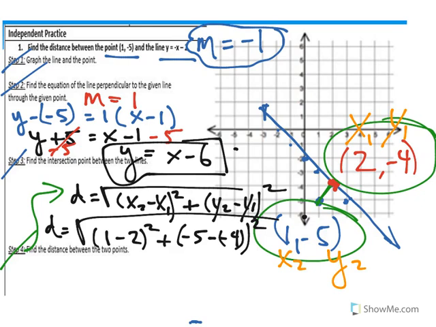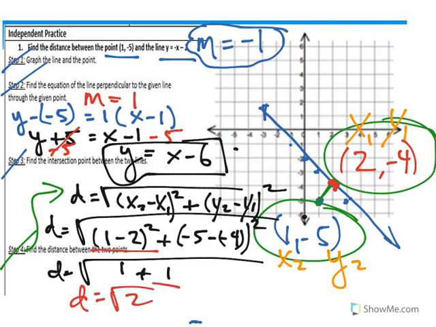Once I've substituted my values in, I would get 1 minus 2, square that, plus negative 5 minus a negative 4, and square that. When I simplify some more, it should look like this. 1 minus 2 squared gives us 1. Negative 5 minus a negative 4 is like negative 5 plus 4, which would be negative 1, and negative 1 squared would also give me positive 1. I would add these two values, and I would be left with d equals the square root of 2.